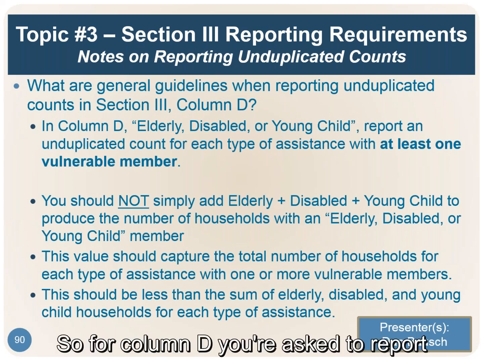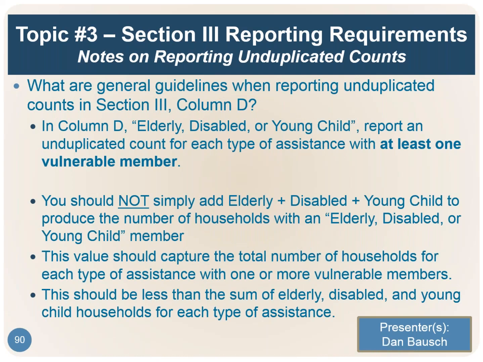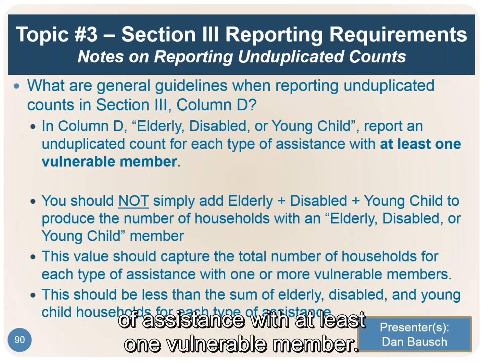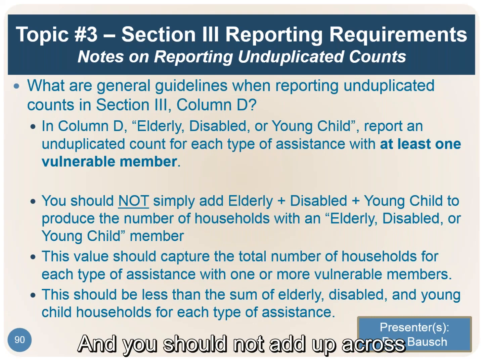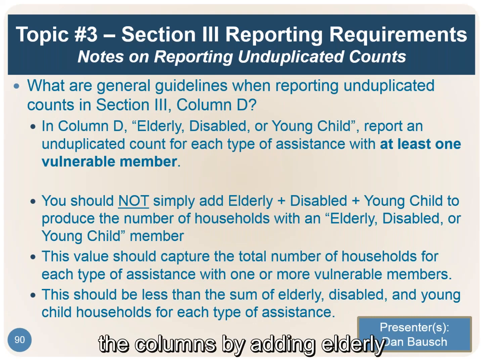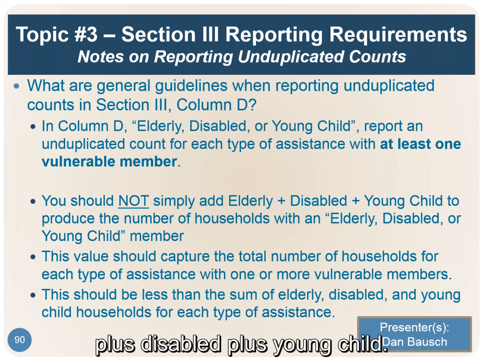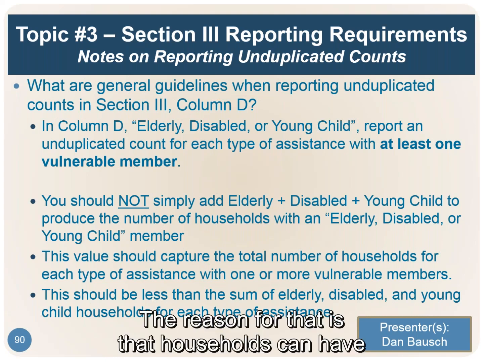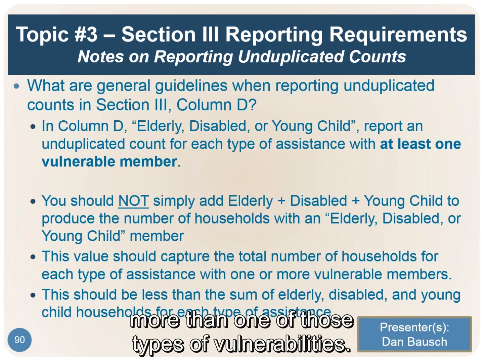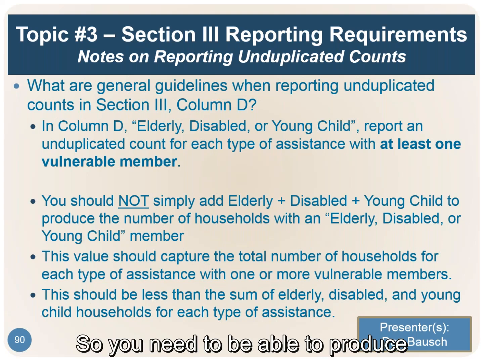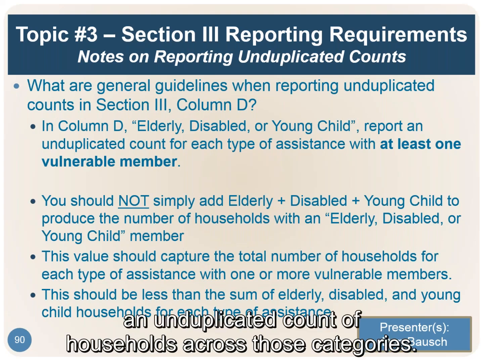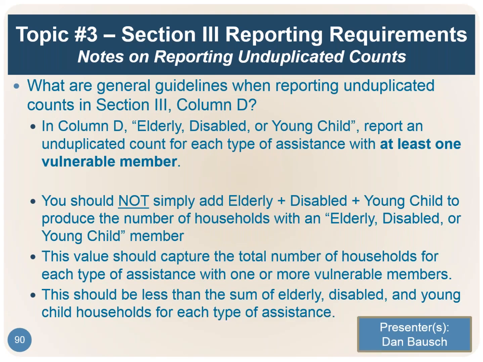So for column D, you're asked to report an unduplicated count for each type of assistance with at least one vulnerable member. And you should not add up across the columns by adding elderly plus disabled plus young child. The reason for that is that a household can have more than one of those types of vulnerabilities. So you need to be able to produce an unduplicated count of households across those categories.